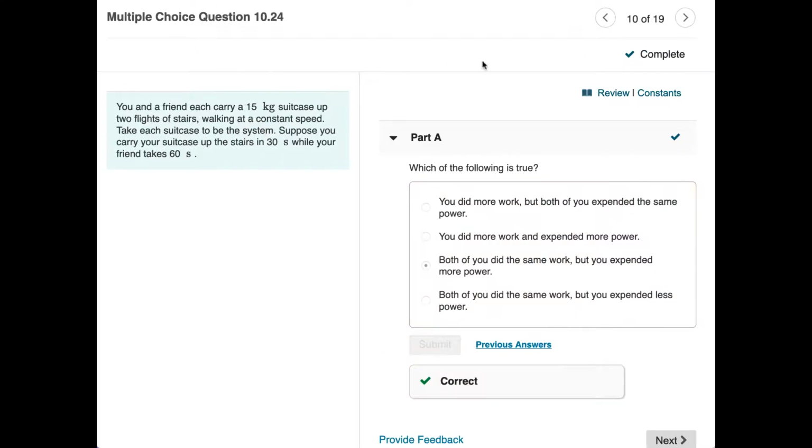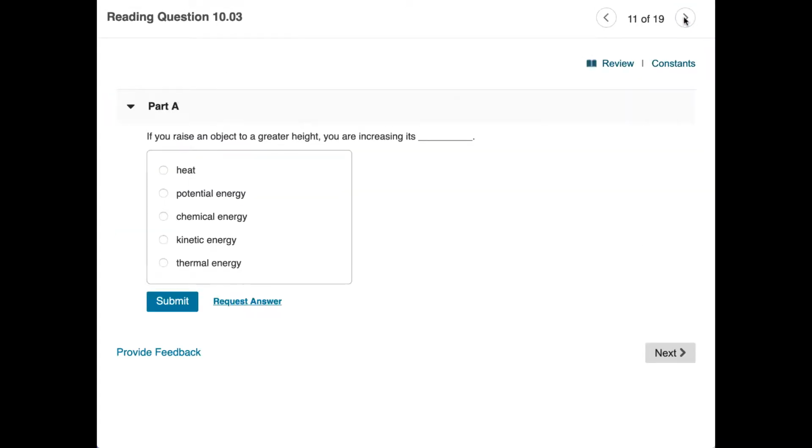And that's pretty much a repeat of the previous question. I think there are a few repeats in here, but it doesn't hurt to hit an idea twice. If you raise an object to a greater height, you are increasing its potential energy. The rest of these are ridiculous answers: heat, chemical energy, kinetic energy. No.